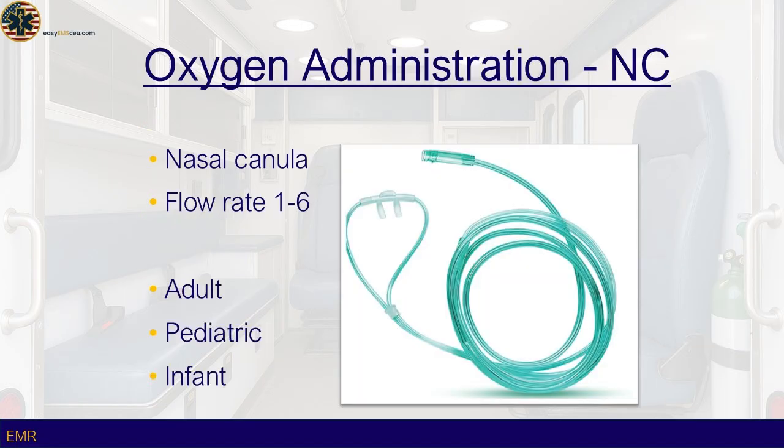Nasal cannulas are one of the most commonly used oxygen delivery devices in EMS, providing a simple and effective way to administer supplemental oxygen to patients in respiratory distress. This lightweight, non-invasive device consists of soft prongs that rest in the patient's nostrils and is connected to an oxygen source via flexible tubing. EMS providers typically use nasal cannulas for patients who require low-flow oxygen, such as those with chronic obstructive pulmonary disease, COPD, mild hypoxia, or post-cardiac arrest care when high-flow oxygen is not necessary.